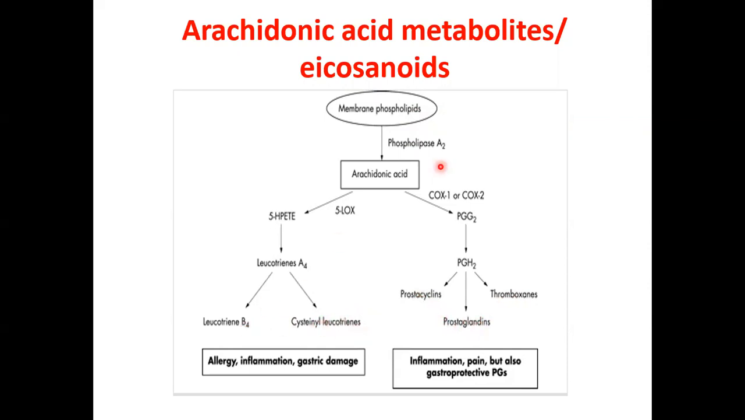They are synthesized. When bacteria invade, the membrane phospholipids of the cells are converted into arachidonic acid by phospholipase A2. The COX-1 or COX-2 enzyme works on arachidonic acid to give prostaglandin intermediates and then prostacyclins, prostaglandins, and thromboxanes. When LOX is involved, the lipo-oxygenase enzyme works on arachidonic acid to give 5-HPETE, leukotriene A4, leukotriene B4, and cysteinyl leukotrienes. These are chemical mediators of inflammation, and they are synthesized, unlike histamine and serotonin, which are preformed.